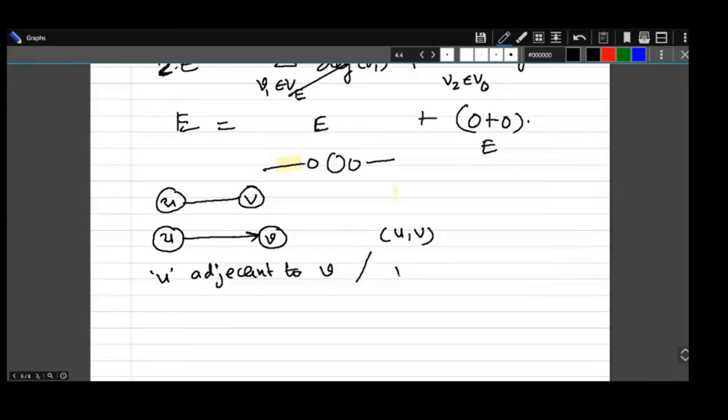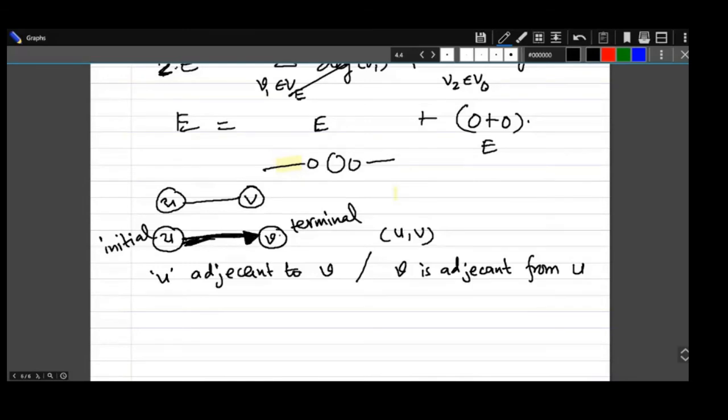And in other words you can say that V is adjacent from U, okay. And this is called the initial vertex, and this is called the terminal vertex. Why? Because this arrow is starting from U and it is reaching V. So this is the initial vertex and this is the terminal vertex, or ending vertex.